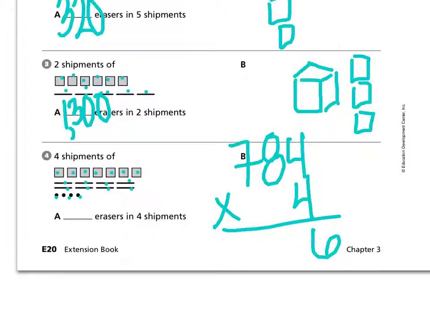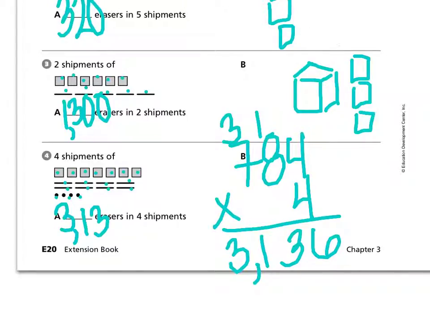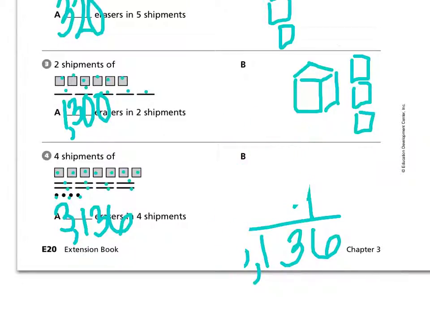I have 16, carry the 1. 4 times 8 is 32, plus 1 is 33, carry the 3. 4 times 7 is 28, plus 3 more is 31. Put the comma. 3,136. So that's how many I have. Now I need to go ahead and draw that out so I have a representation in my shorthand.